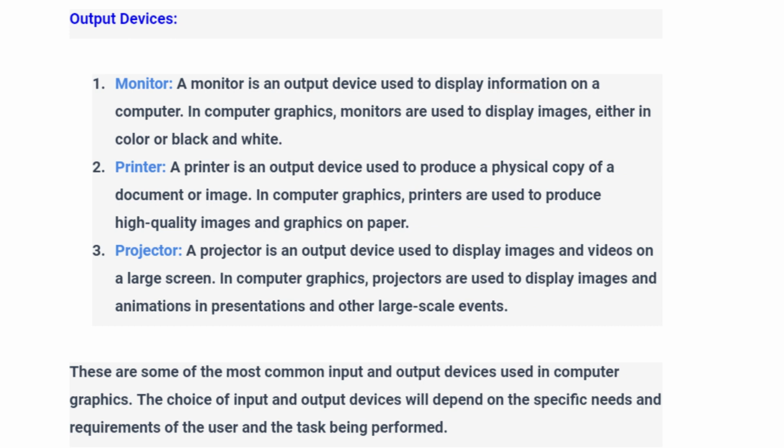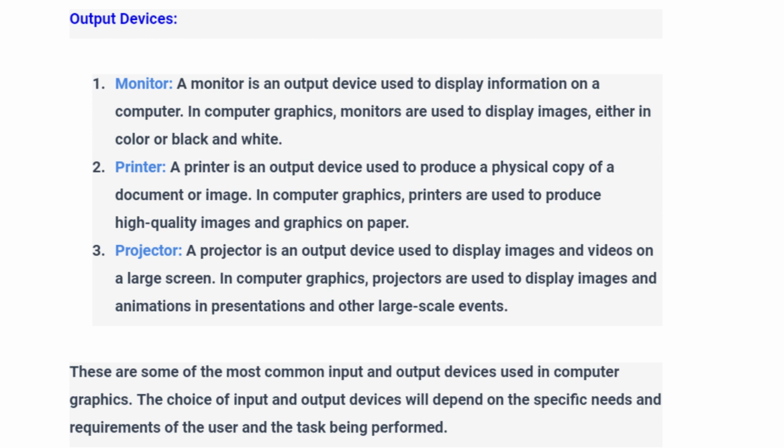Output devices. Monitor. A monitor is an output device used to display information on a computer. In computer graphics, monitors are used to display images, either in color or black and white. Printer. A printer is an output device used to produce a physical copy of a document or image. In computer graphics, printers are used to produce high-quality images and graphics on paper.